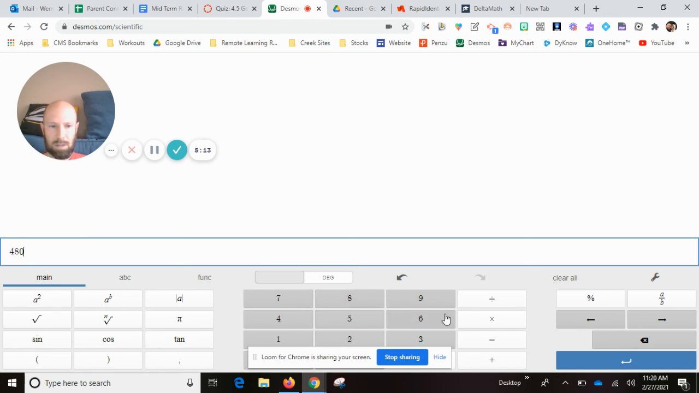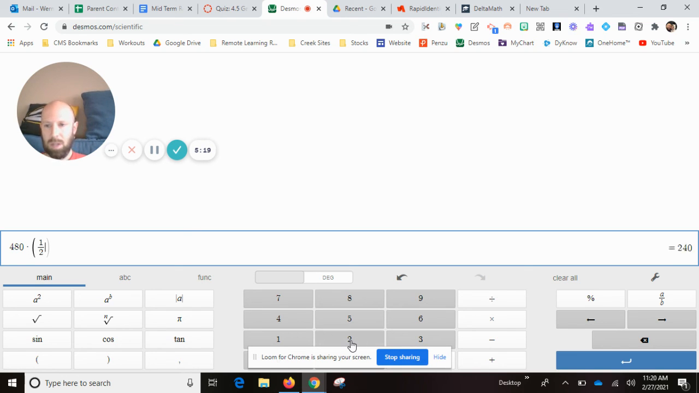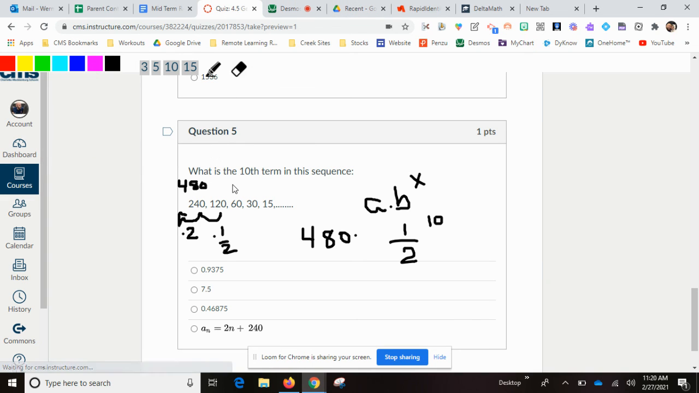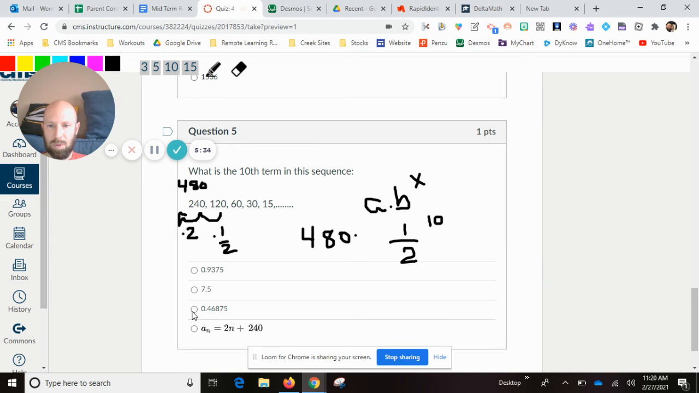480 times parentheses 1 divided by 2 end parentheses exponent 10. That gives us 0.46875. There's your answer. Hope this helps.